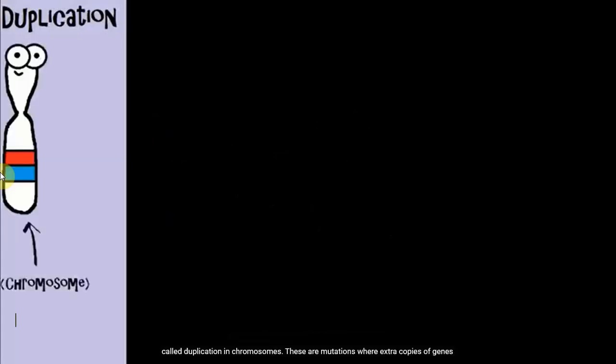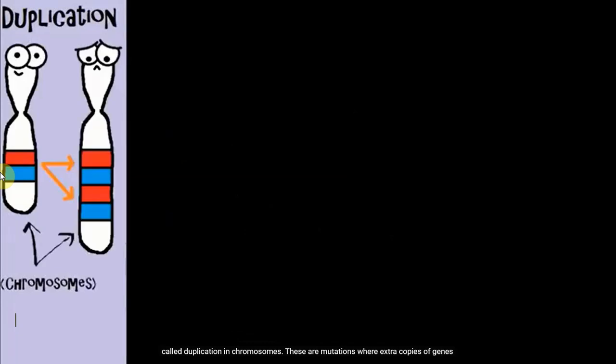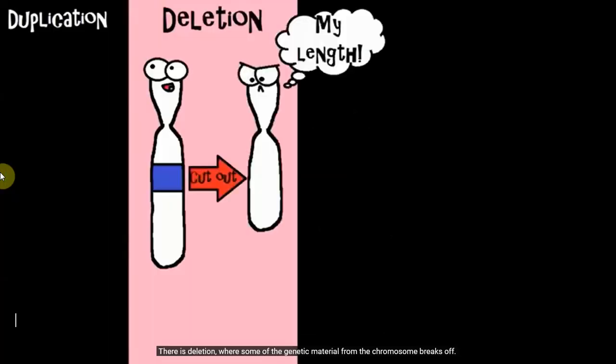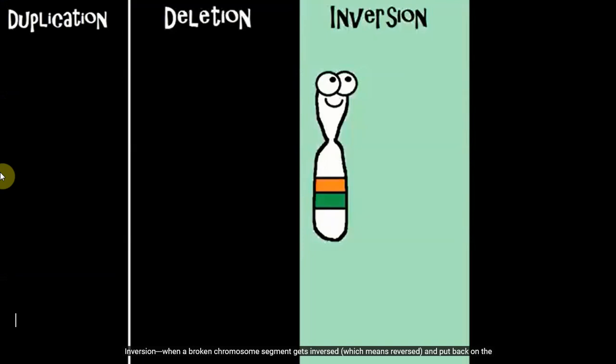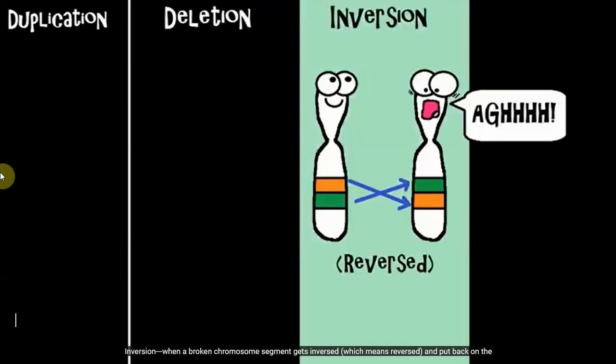Just like insertion in a gene mutation, where bases got added, you can also have something called duplication in chromosomes. These are mutations where extra copies of genes are generated, so extra copies of that chromosome are generated. There's deletion, that's where some of the genetic material from the chromosome breaks off. Inversion, that's when a broken chromosome segment gets inversed, that means it gets reversed, and put back on the chromosome.